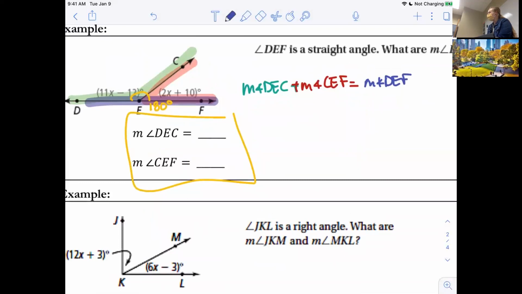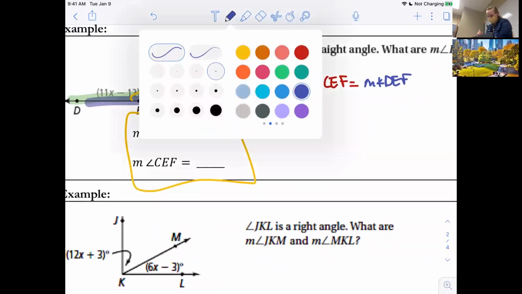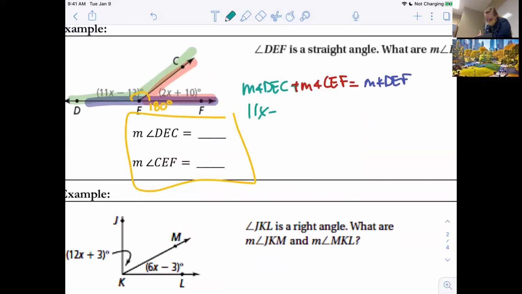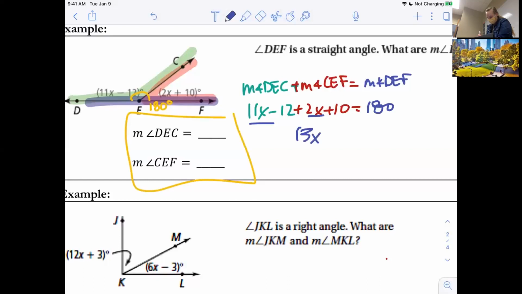DEC is 11x minus 12. CEF is 2x plus 10. And DEF is 180. Let's plug in: 11x minus 12 plus 2x plus 10 equals 180. Now you've got an algebra equation. So 13x minus 2 equals 180. Add 2. 182 divided by 13 is 14.